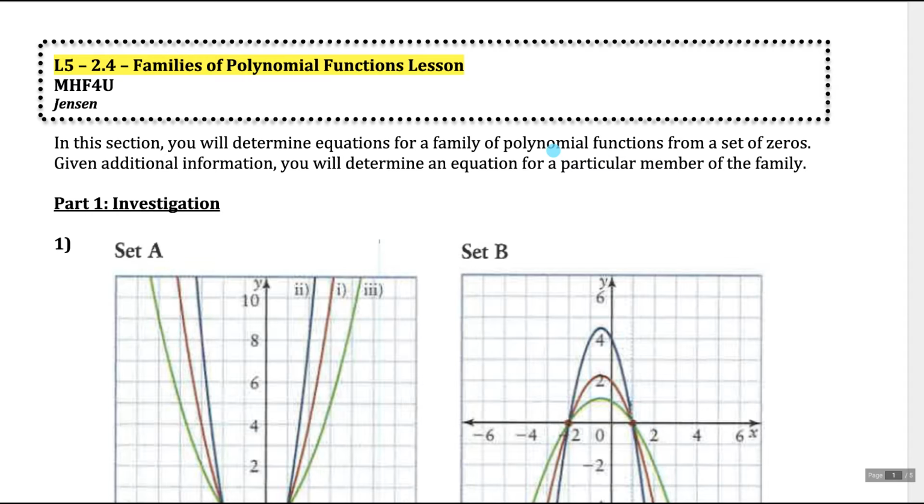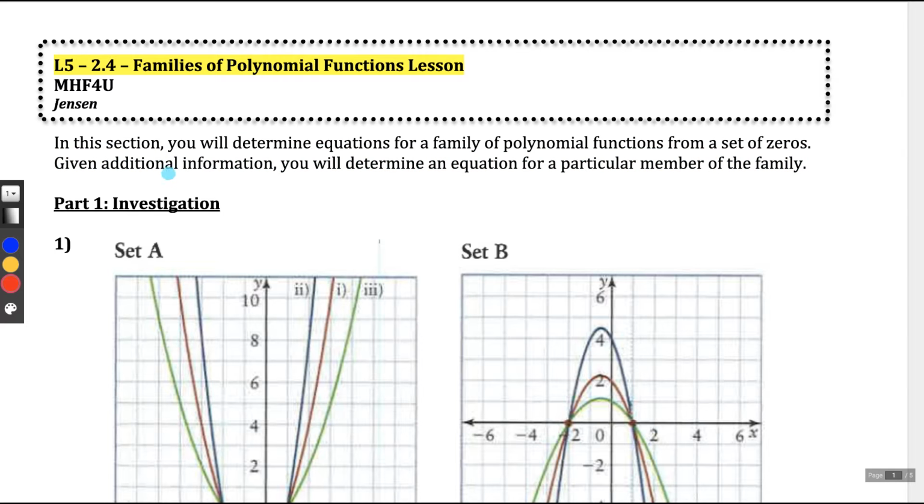Let's go through lesson 5 of the second unit of the Advanced Functions course. This lesson is on families of polynomial functions. And in this section, we're going to determine the equation for a family of polynomial functions from its x-intercepts. Given additional information, specifically another point that lies on the graph of the function, we will be able to determine an equation for a particular member of the family of functions.